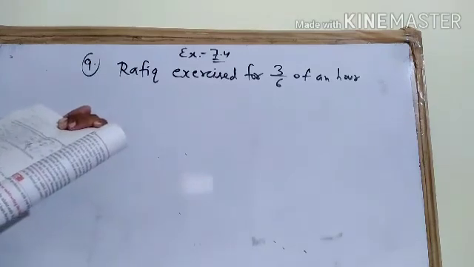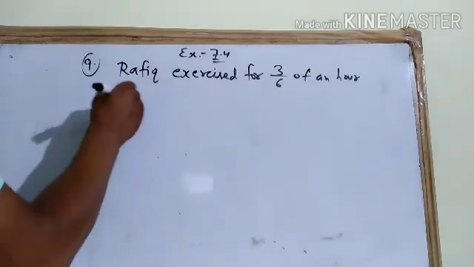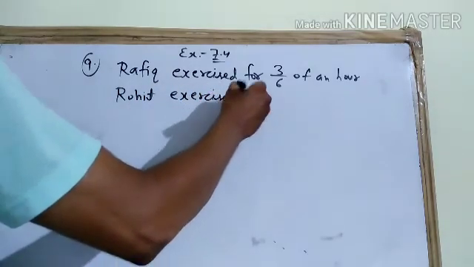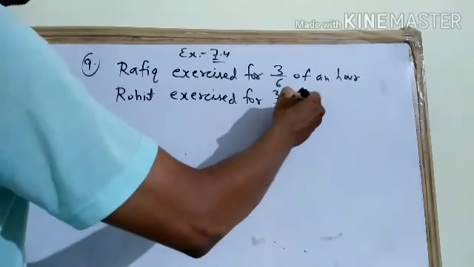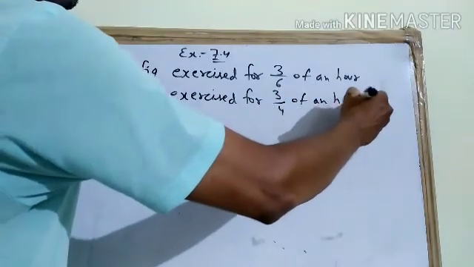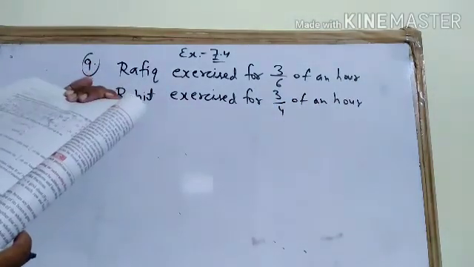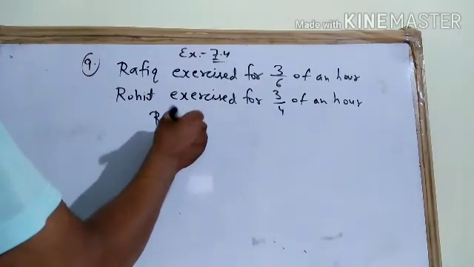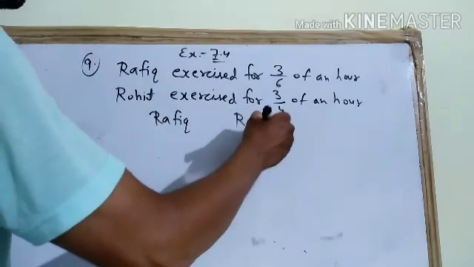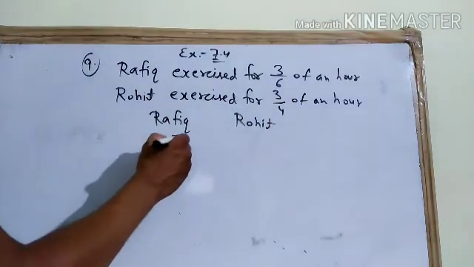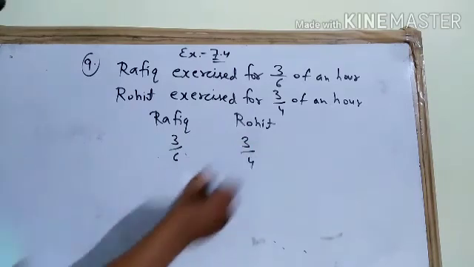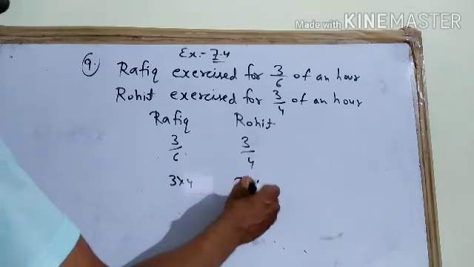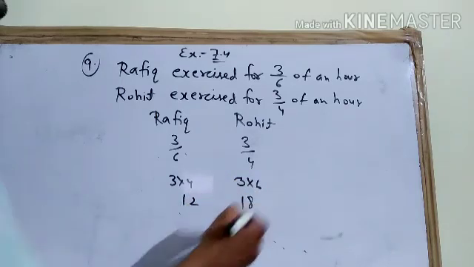Rohit exercised for 3 by 4 of an hour. Who exercised for a longer time? One side Rafiq and one side Rohit. Then Rafiq is for 3 by 6 and Rohit for 3 by 4. We can do cross multiply. 3 multiply 4, 3 multiply 6. We get 12, here we get 18.